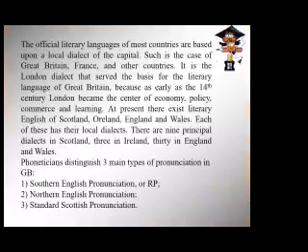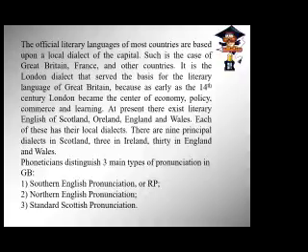Next, the official literary language of most countries is based upon a local dialect of the capital. Such is the case of Great Britain, France, and other countries. It is the London dialect that served as the basis for the literary language of Great Britain, because as early as the 14th century, London became the center of economy, politics, commerce, and learning.